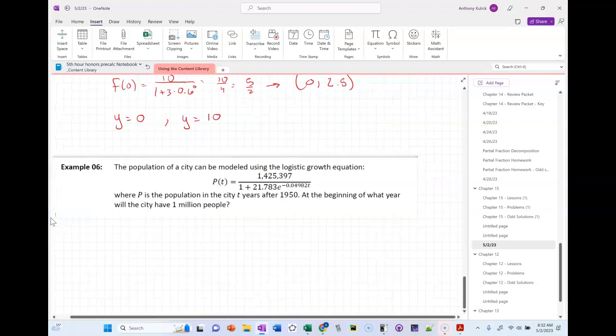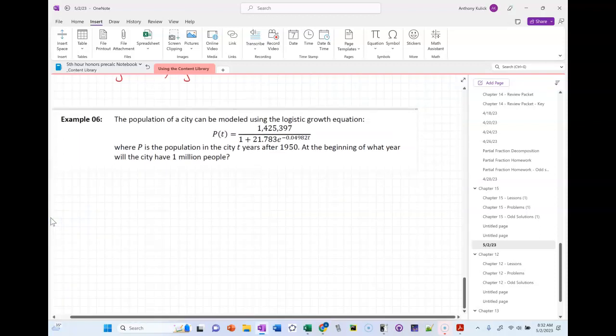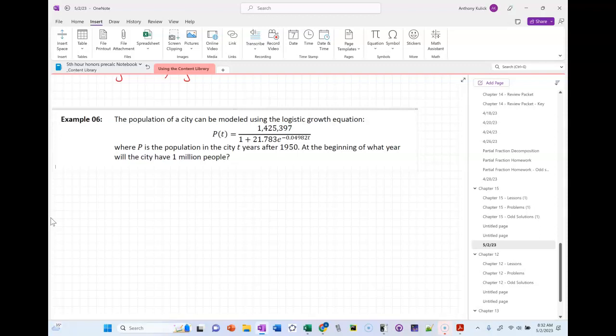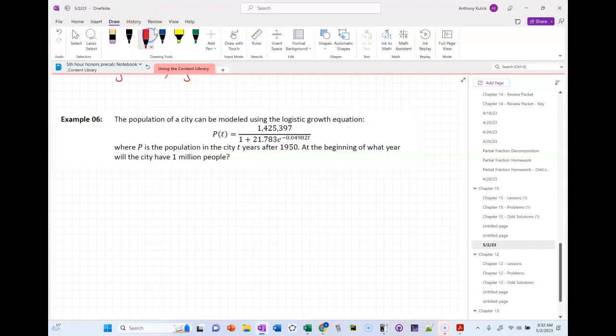All right. So here we're given a population model with logistic growth. It says P is the population in the city T years after 1950. So T equals 0 corresponds to 1950. T equals 10 would be 1960, T equals 20 would be 1970, etc. At the beginning of what year, beginning being the key word there, will the city have 1 million people? So again, what I'm being asked to do is solve P of T equal to 1 million.